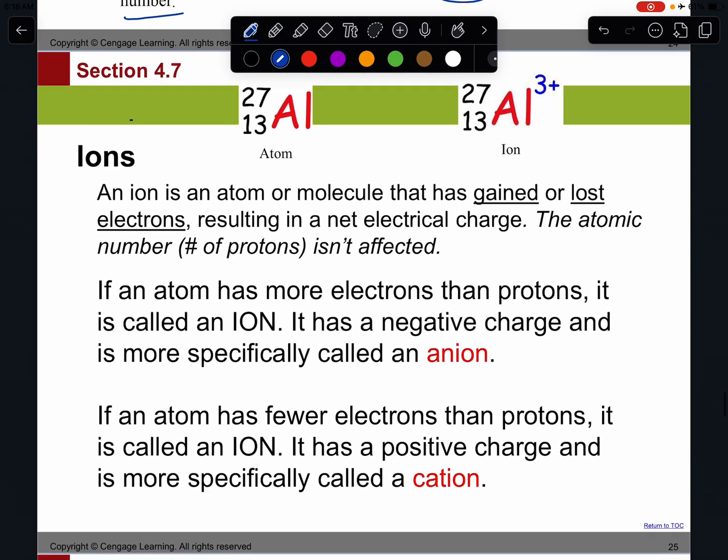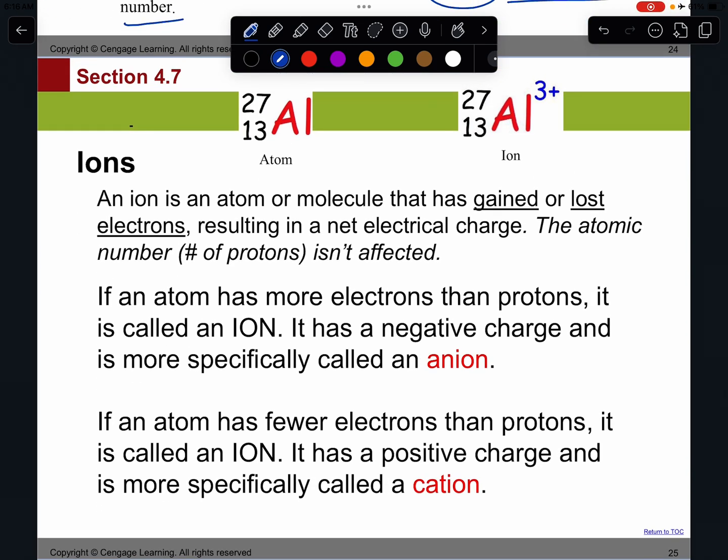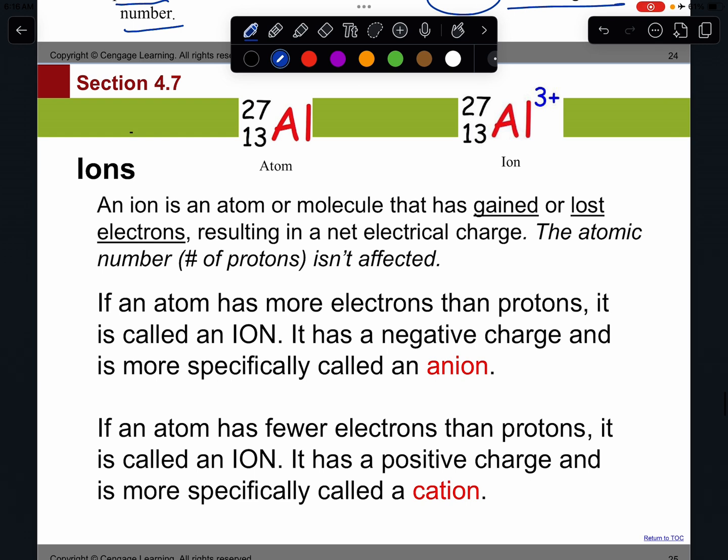Now, ions. What the heck is an ion? We have done neutral atoms, we have done isotopes, now we are on ions. So here's an example of an atom. We have the mass number, the atomic number, and the symbol. And here is finally what I've been describing to you, an ion. An ion is different. It still has the mass and the atomic number, but it now has a charge.